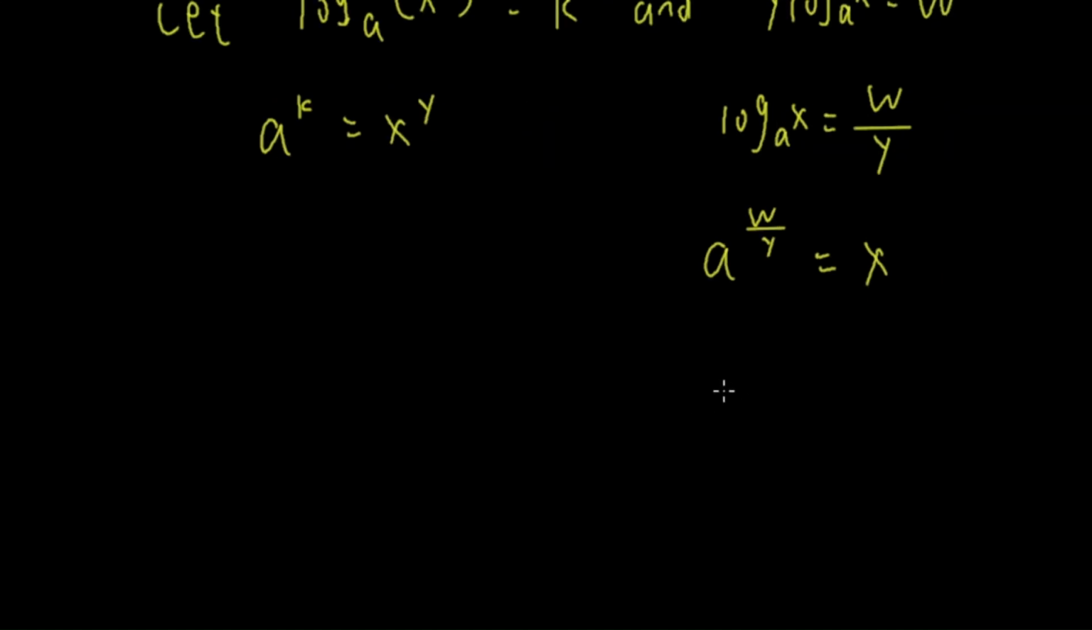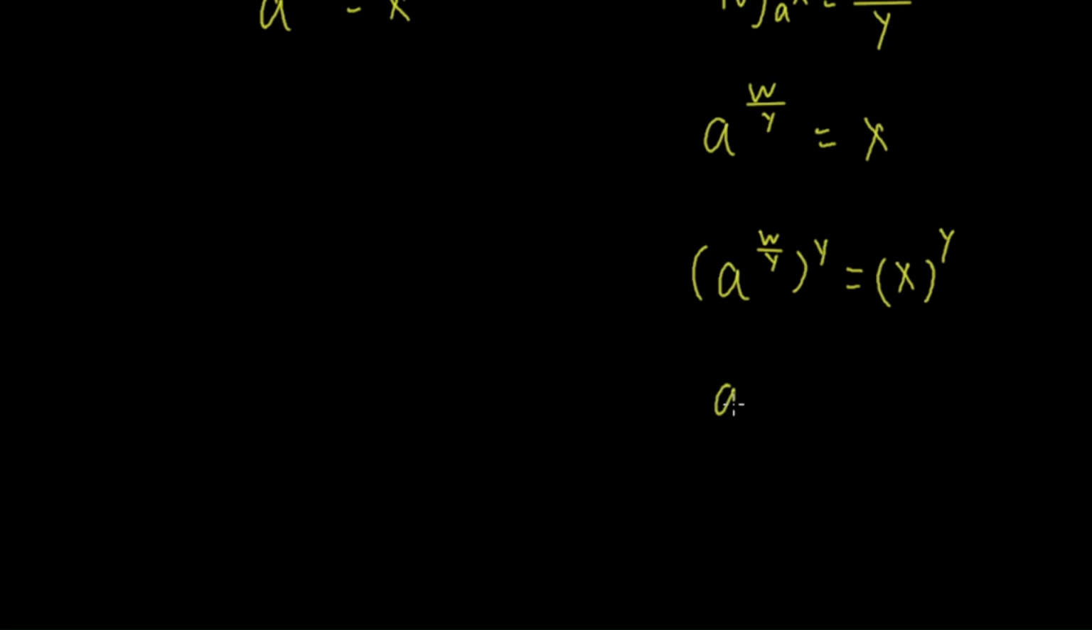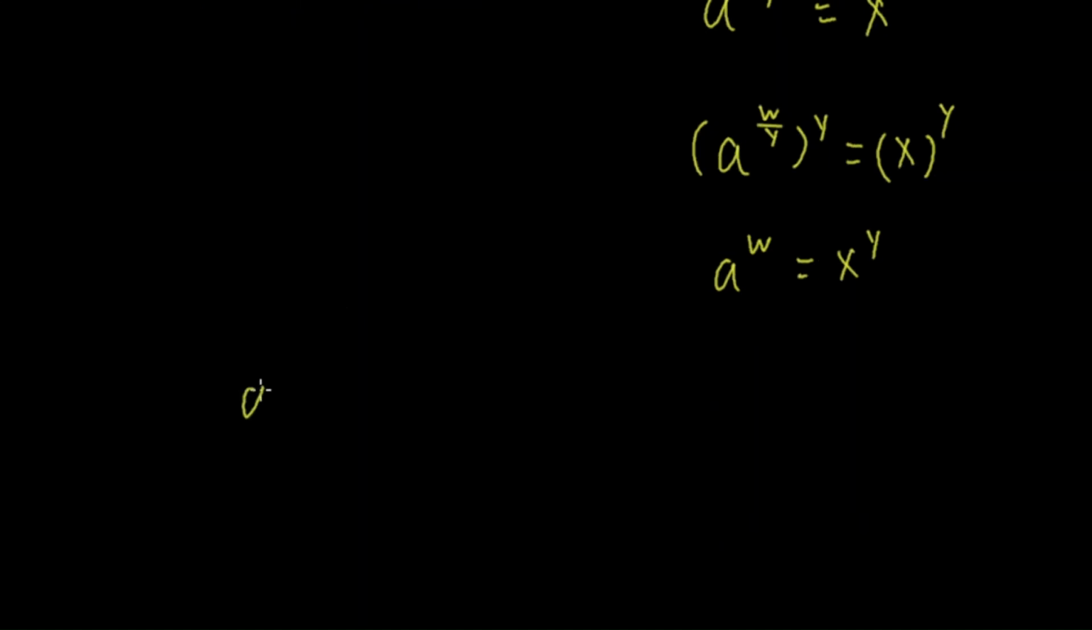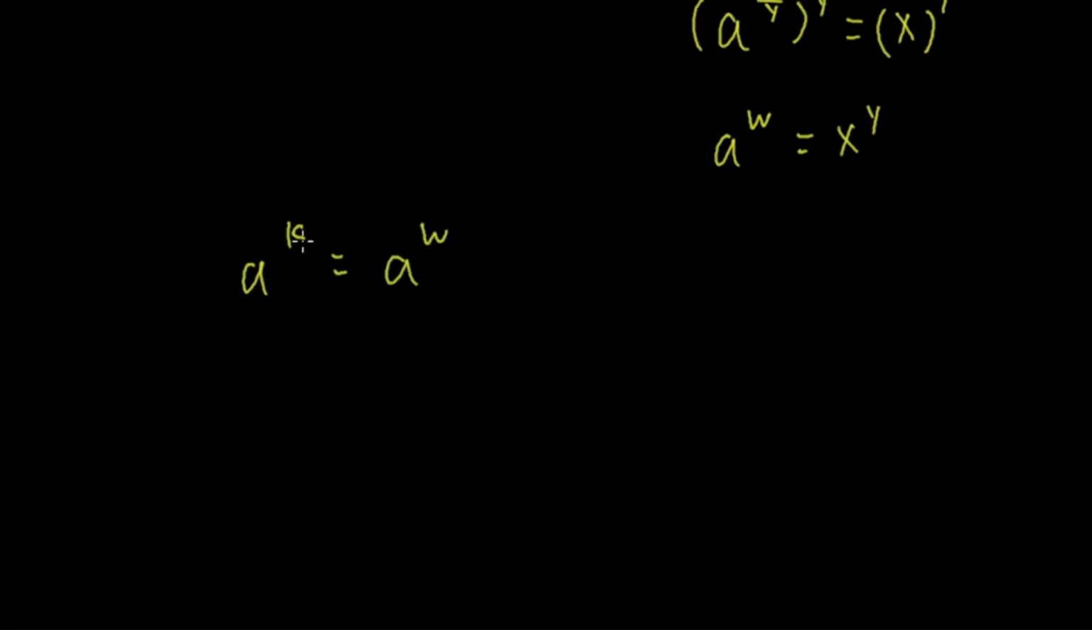What we want to do now is take the power of y on both sides, so that it cancels out here. So this one will become a to the power of w equals x to the power of y. From here, this is x to the power of y. That means a to the power of k equals a to the power of w. So a to the power of k is equal to a to the power of w. That means k is equal to w.